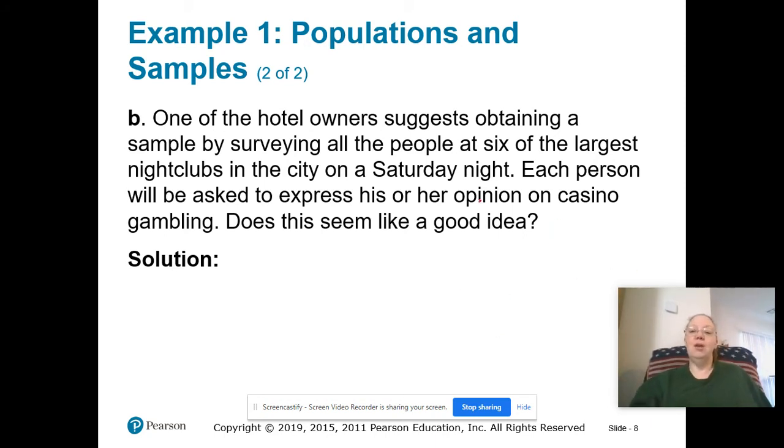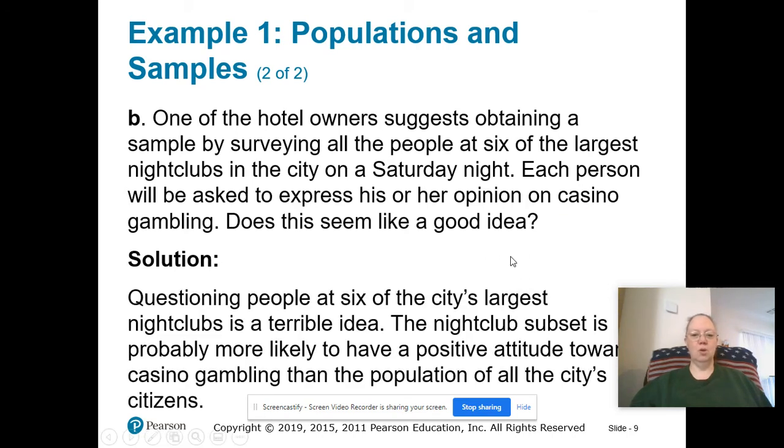What the hotel owners want to know is how the city feels about the casino. And if they're only asking people at nightclubs, there's a lot of people in the city that are not going to nightclubs. And people that are going to nightclubs would probably be more likely to approve of casino gambling, just because of the type of people that go to nightclubs. So, yeah, this would be a terrible idea to get a representative sample if you only ask people that are at the nightclubs. The nightclub set is probably more likely to have a positive attitude towards casino gambling than the population of all of the city's citizens.